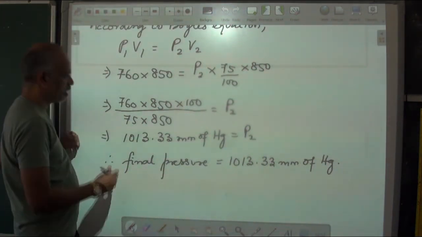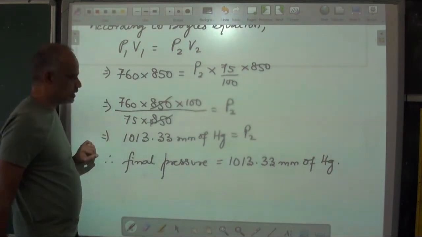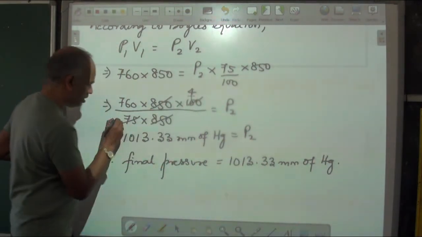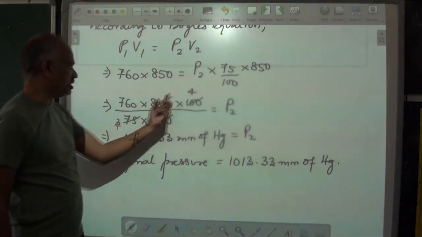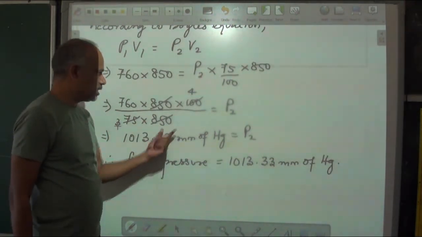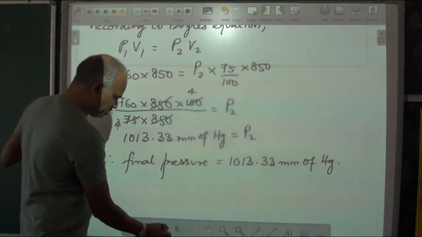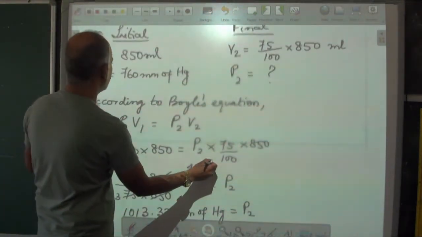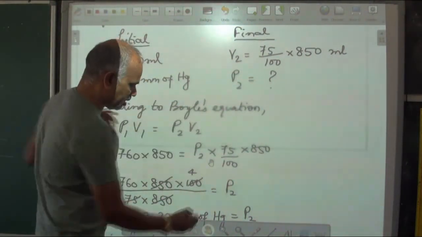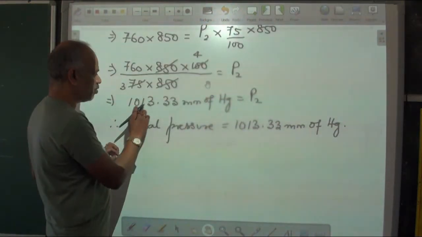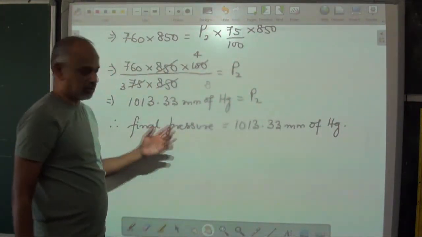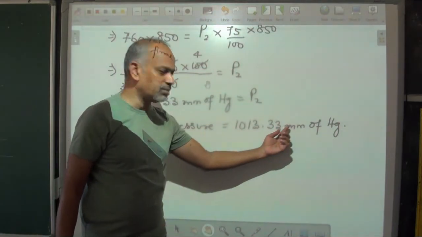Now to simplify, you can cancel the 850. This and this can be divided by 25. 25 will go 4 times, 25 will go 3 times. So multiply 760 into 4 and divide by 3. That will give you 1013.33. You are finding pressure. Pressure originally was measured in what unit? You have to see. Pressure originally was measured in millimeters of mercury, which means this is also in millimeters of mercury. So 1013.33 millimeters of mercury is the final pressure.